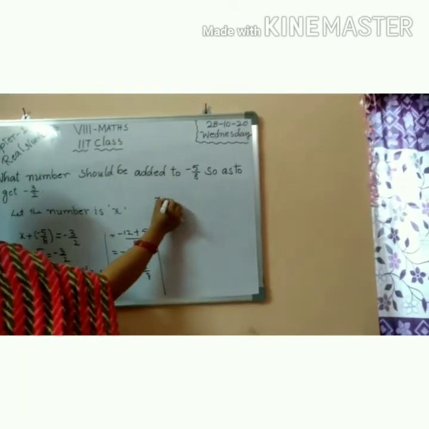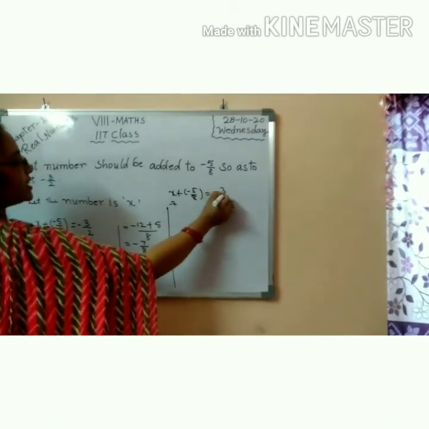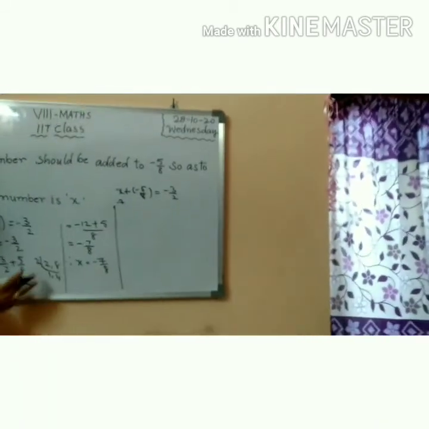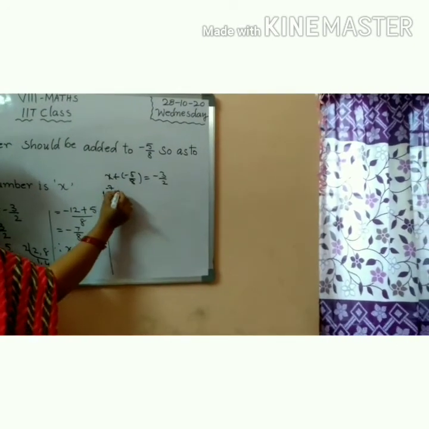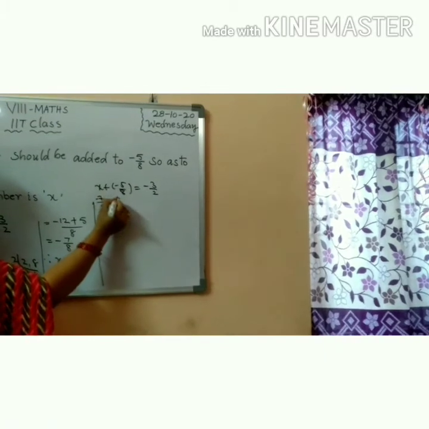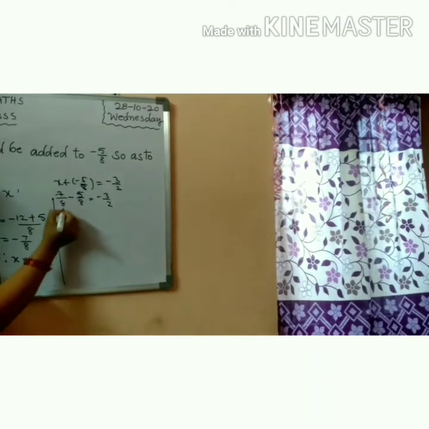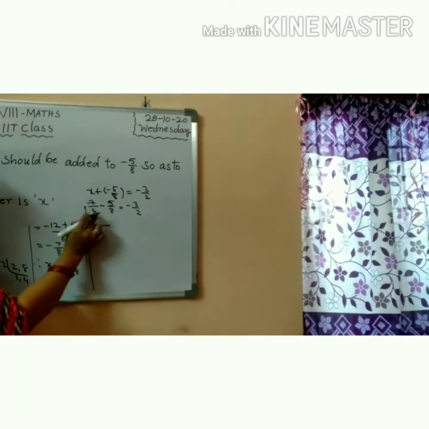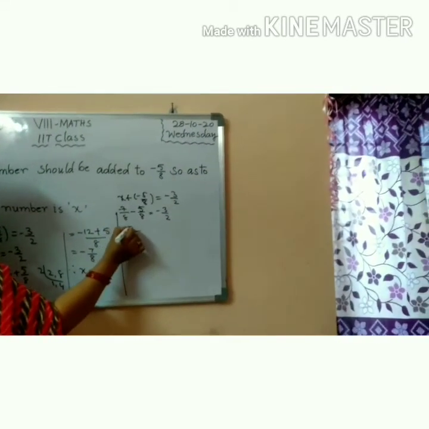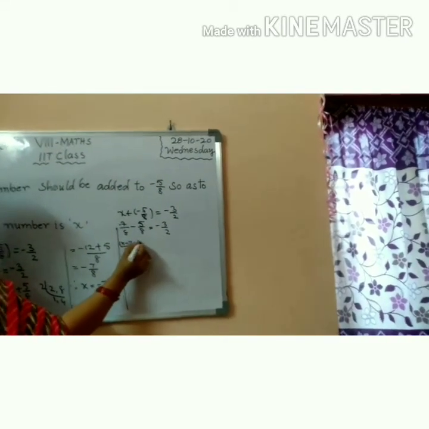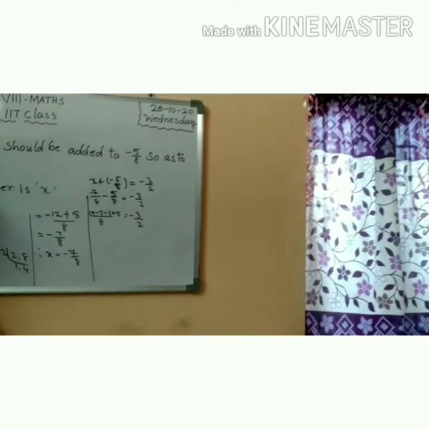Minus 7 by 8 plus of minus 5 by 8 equal to minus 3 by 2. Is it a correct answer or not? Is the x value correct or not? Once check it. Minus 7 by 8 plus into minus, minus 5 by 8 equal to minus 3 by 2. Both are the same denominators, so I will take the LCM as 8. 1 time 1 into minus 7 minus of 1 time 1 into 5 equal to minus 3 by 2.